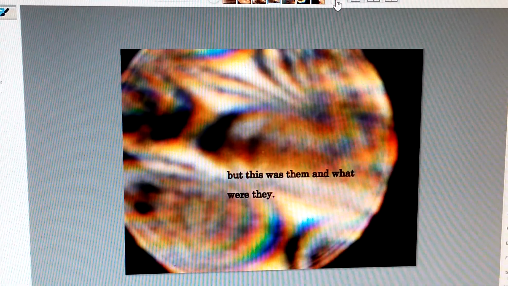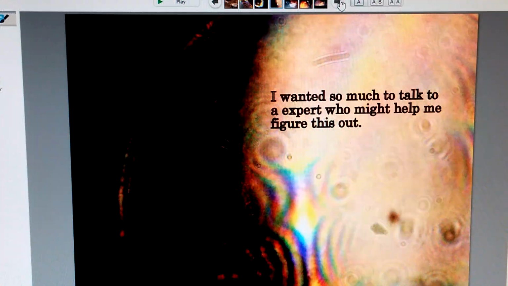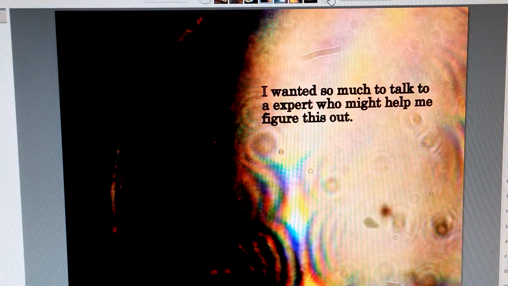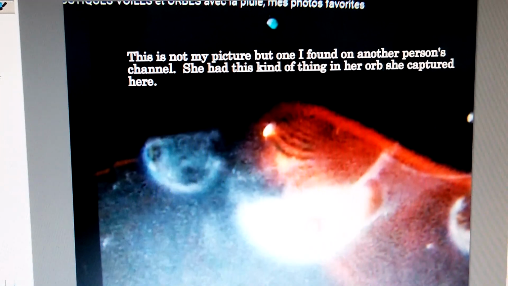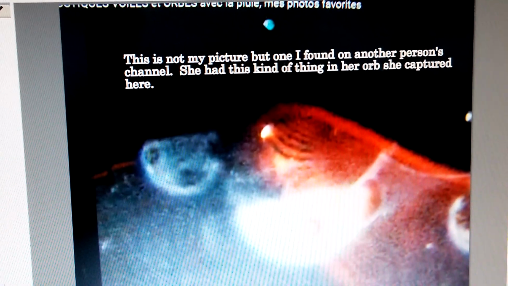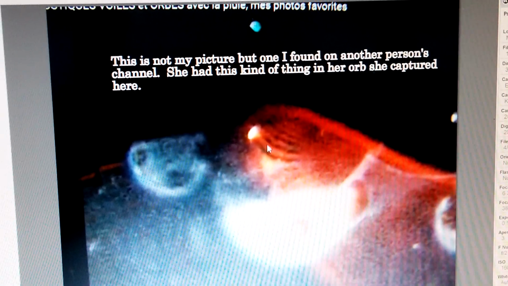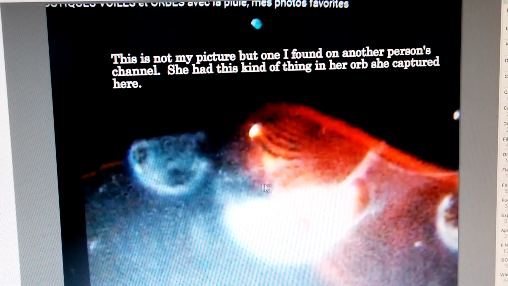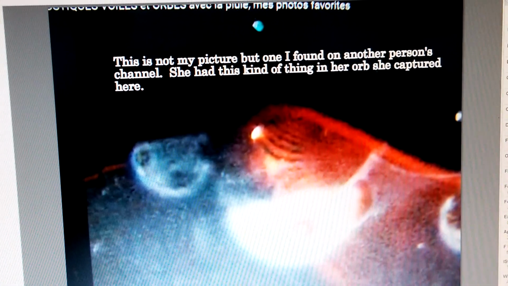But this was them, and what were they? What are these curved line balls? They're even in this. I wanted so much to talk to an expert who might help me figure this out. Now, this is not my picture, but it's one I found on another person's channel. She takes pictures of orbs and veils. And she had captured that same queer little curved line ball part. You can see it where I'm circling right there. And I thought, my goodness, other people are getting this as well.